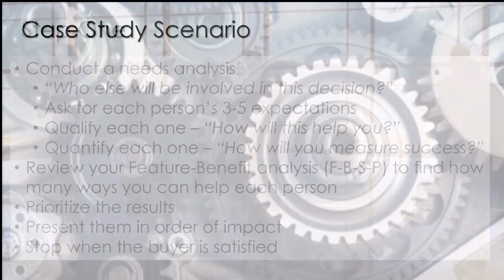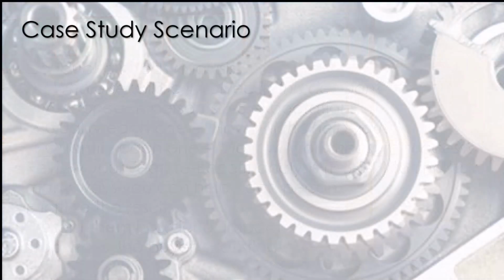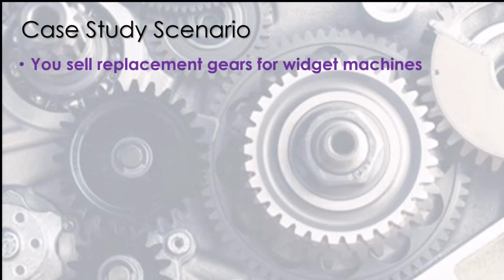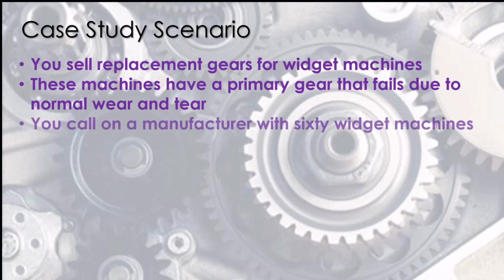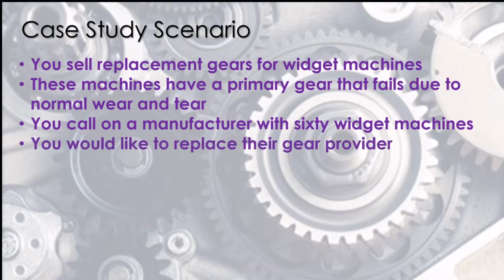Put it all together. Here's a case study scenario that kind of puts all this in order. Let's say that you sell replacement gears for widget machines. Widget machines have a primary gear that fails over time just due to normal wear and tear, and so widget manufacturers keep replacement gears on the shelf. You call on a widget manufacturer who has 60 of these machines in their operation, and you would like to replace their current provider, the people that are currently providing their replacement gears.